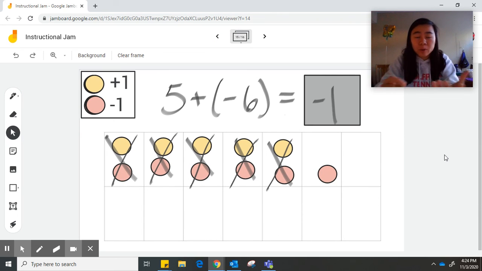It doesn't matter what the sign is. You're going to do the same method each time. You're going to start with modeling your first number, whether it's positive or negative, model that. And then we're adding to our table here whatever the second number is. See how many 0 pairs you can make, and then what is left over is going to be your answer.